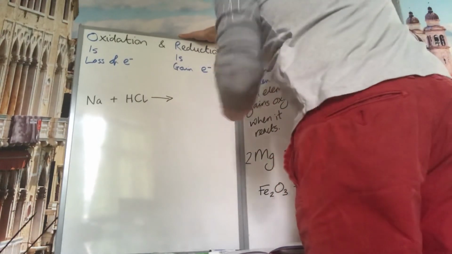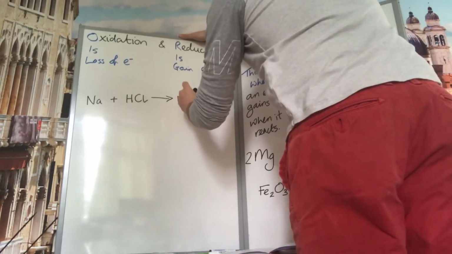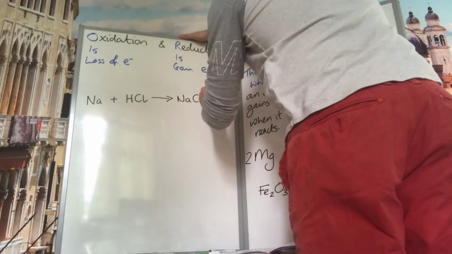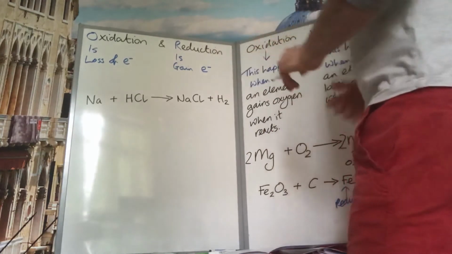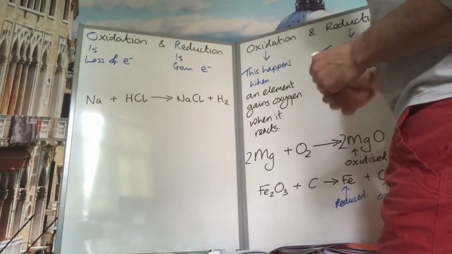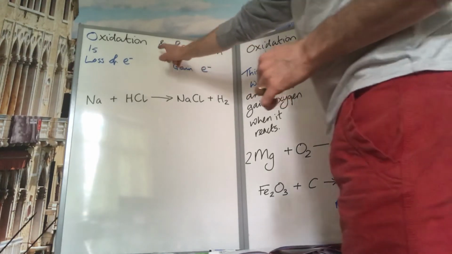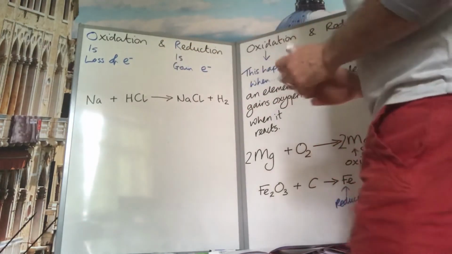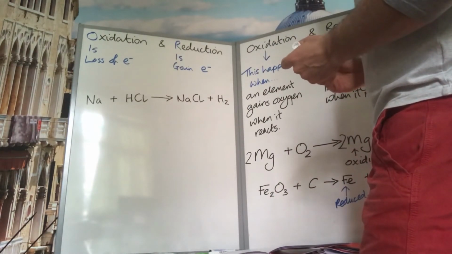sodium, reacting it with hydrochloric acid is going to give us sodium chloride plus hydrogen gas. Okay, now here we don't have any oxygen, so we can't use this rule here. We're going to have to use this rule. So we need to work out what has gained electrons and what has lost electrons.